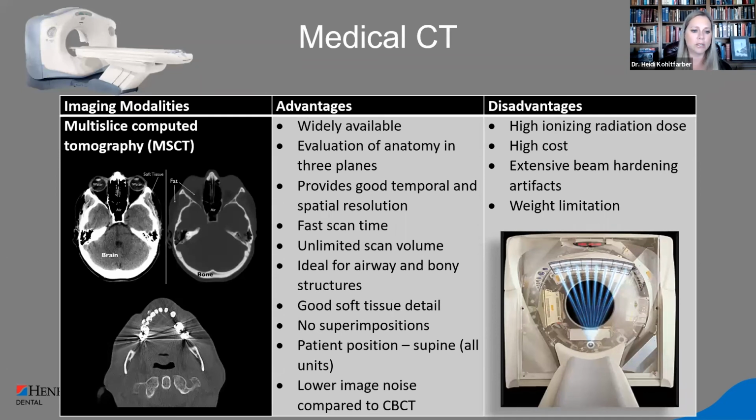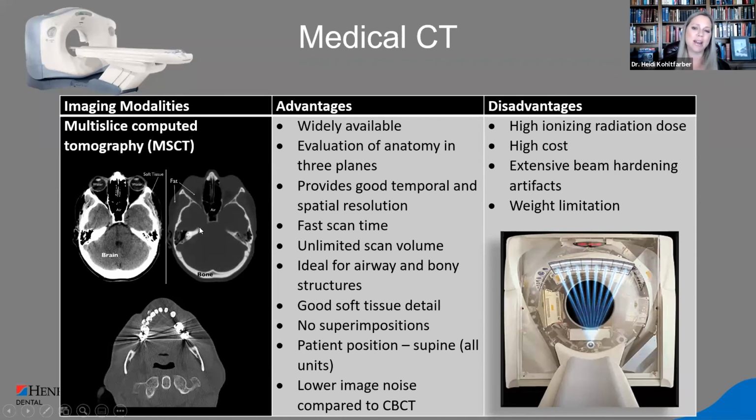Now, with our medical CTs, we can get different windowing. So we can have a soft tissue window or a bone window. And you'll notice that the bone window looks very much like our CBCTs. In fact, our CBCTs are kind of like, I would say, a poor man's medical CT with a bone window, because they don't cost as much as our medical CTs do.